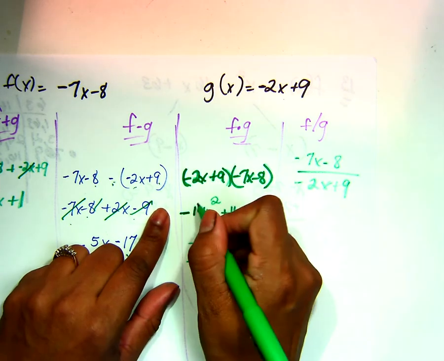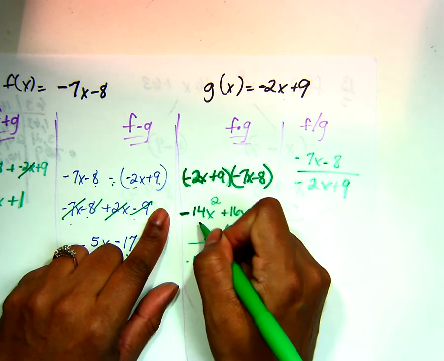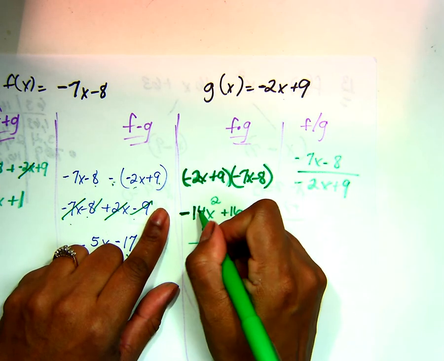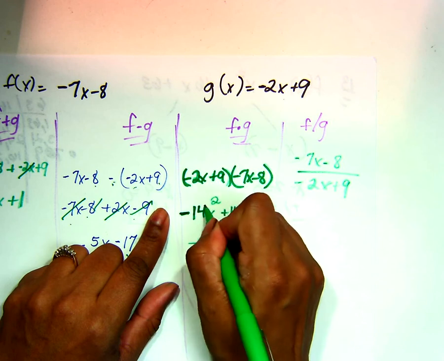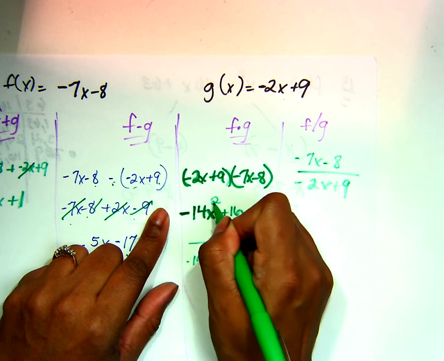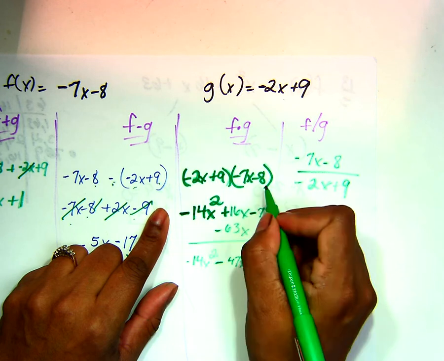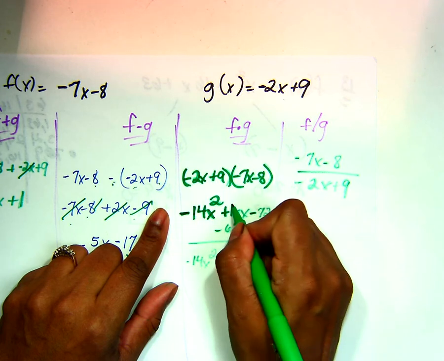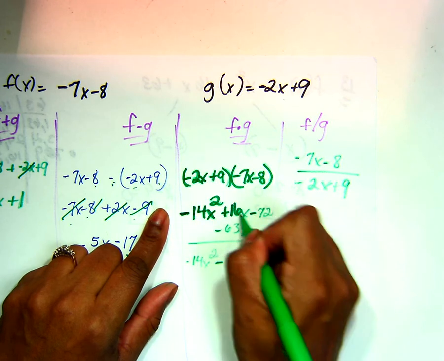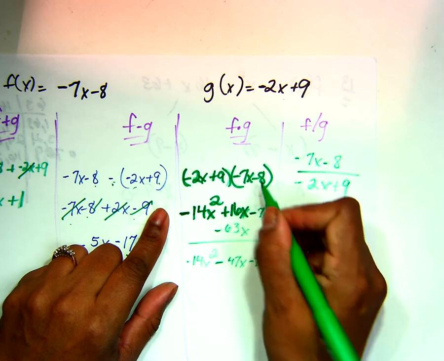So using the FOIL method, negative 2 times, I just gave you the answer. Negative 2 times negative 7 is negative 14. Bring over your x's. You got two of them, so add your exponents. Negative 2 times negative 8. Two negatives give you a positive. Bring over your x, so that's positive 16x.